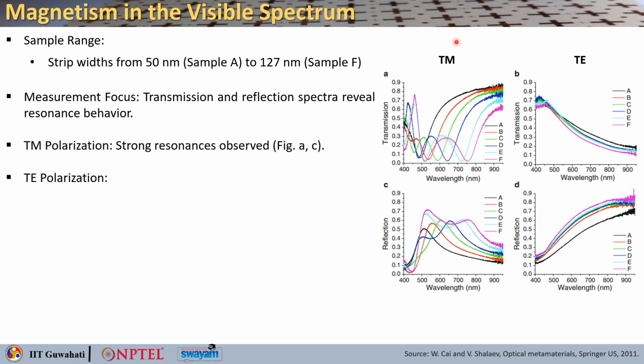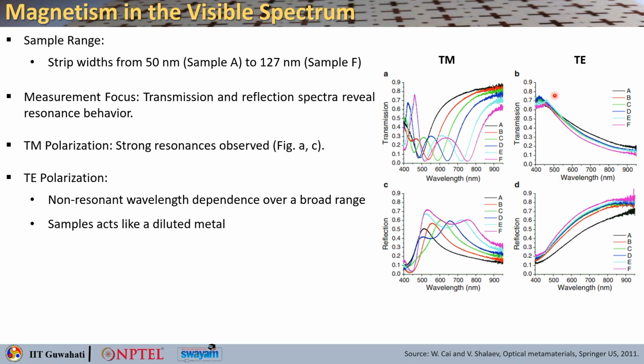What you can see is that for the TM polarization, you can see strong resonances getting observed, whereas for the TE polarization there is no resonance. You are basically seeing non-resonant wavelength dependence over a broad range, and the slopes of the spectra in the TE mode basically tell you that the samples act like diluted metal in this case, and that could explain why the samples will look blue, because you are having so much transmission in the blue regime.